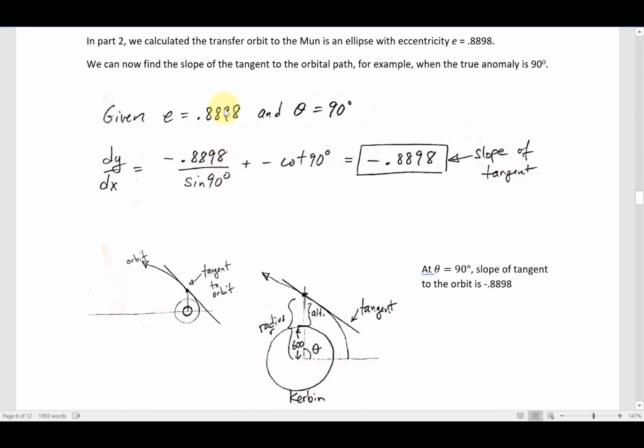So plugging in the eccentricity and a particular angle that might be of interest, sine of 90 is equal to 1, cotangent of 90 is equal to 0, and so we end up with exactly the eccentricity, or the negative of the eccentricity. Interesting that right at that point when this true anomaly theta is 90 degrees, when you've gone from periapsis to an angle of 90 degrees, the slope of the tangent at that point is just exactly the negative of the eccentricity of the ellipse.